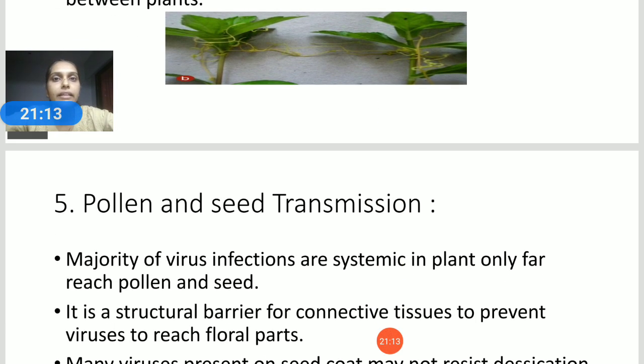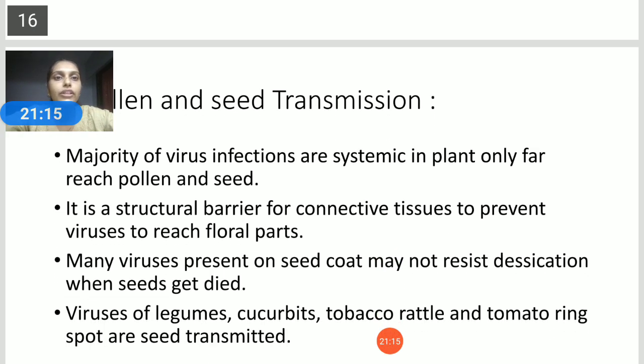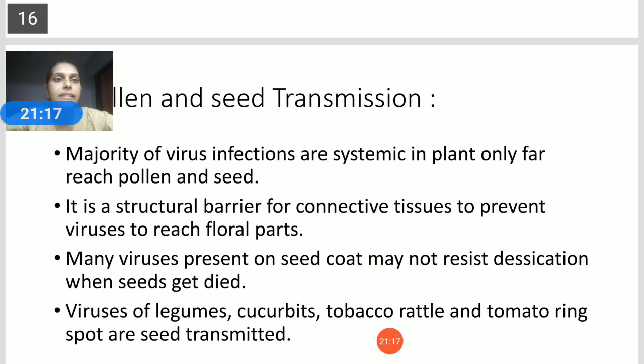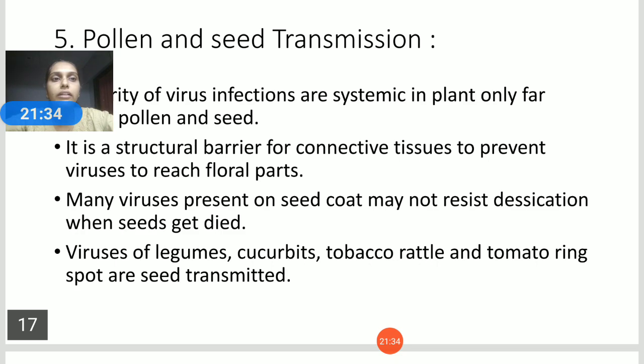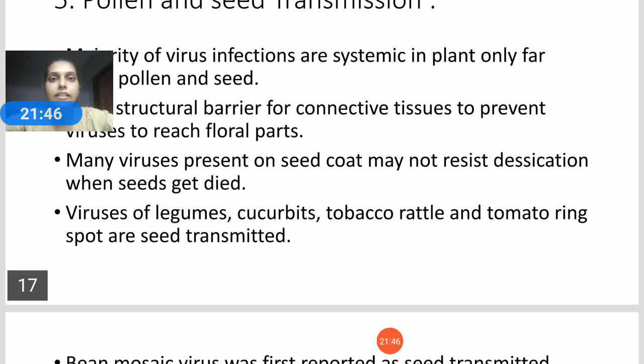Next is pollen and seed transmission. The majority of virus infections are systemic in a plant. Only a few reach pollen and seeds. It is a structural barrier of the connective tissue that prevents viruses from reaching the floral parts. Many viruses present on the seed coat may not resist desiccation when seeds die. Viruses of legumes, cucurbits, tobacco rattle and tomato ring spot are seed transmitted diseases.